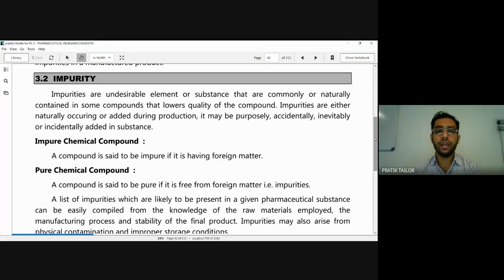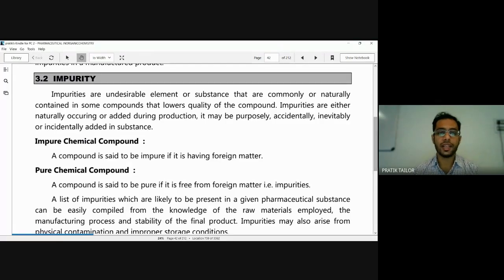Impurities are undesirable elements or substances that are commonly contained in some compound, and which lower the quality of the compound. Impurities are either naturally occurring or may be formed during production. So while we are manufacturing any dosage form, due to process factors, they may be generated. It may be purposely, accidentally, inevitably, or incidentally added in the substance.